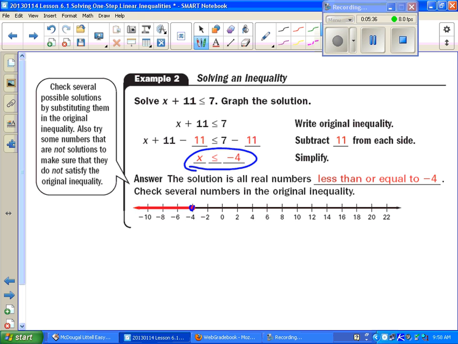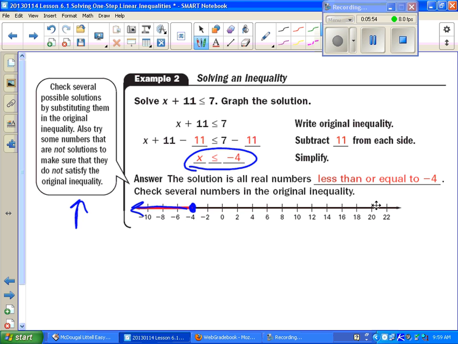And as you graph it, it's a closed-end dot or closed-end bubble and everything that's less than. A way for you to check, if you notice that little bubble on the side, says check possible solutions by substituting in the original inequality and see if it's true. If it's true, then it satisfies it. If not, then it doesn't.